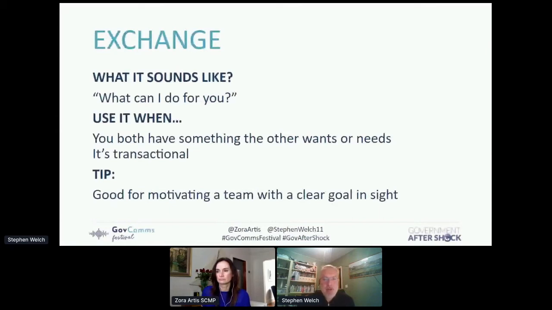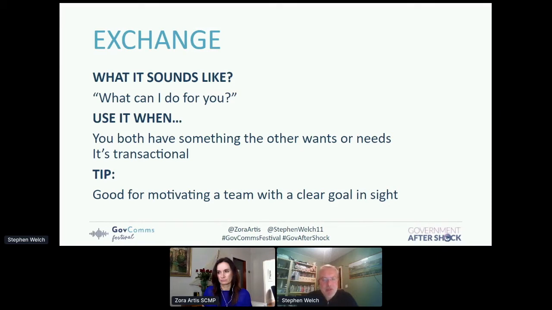If it's a straight transaction, that is not influencing. If you're buying something, there is an exchange. You get the goods, the other person gets the cash. That's not influencing. The difference is that when it comes to exchange influencing, the exchange rate doesn't have to be equal. It can be, you do something for me, I'll do something for you, and we kind of balance it out later. Quite often I use this style when I want to make sure the other person has some skin in the game.